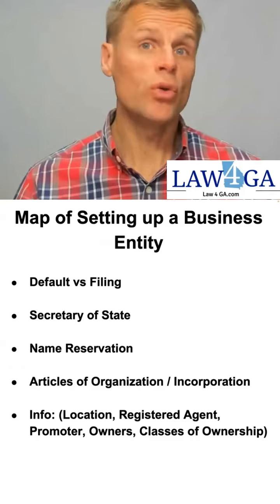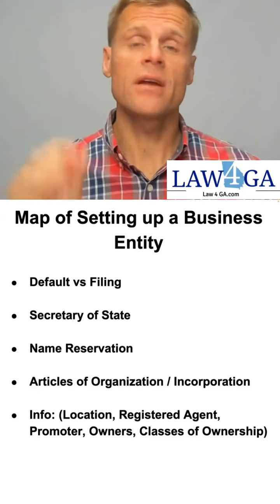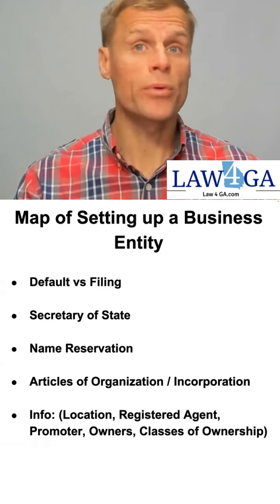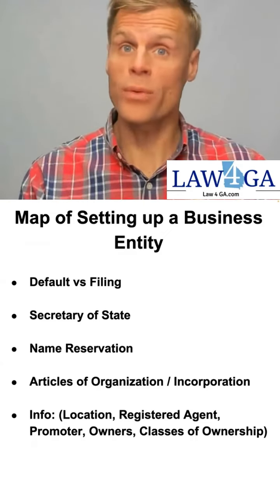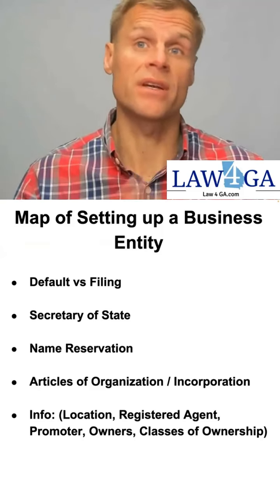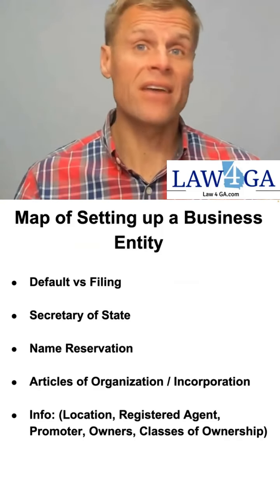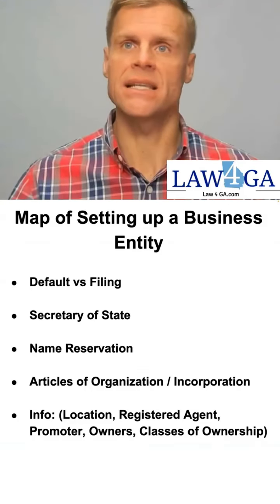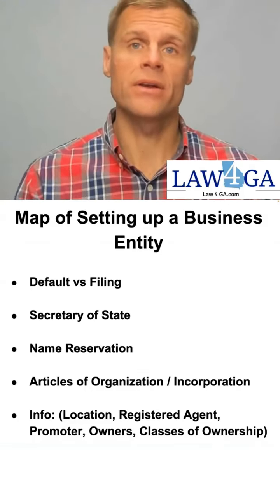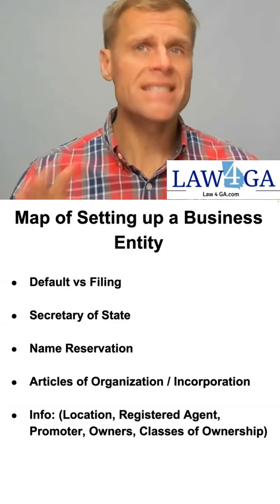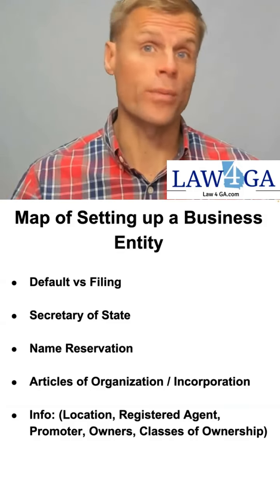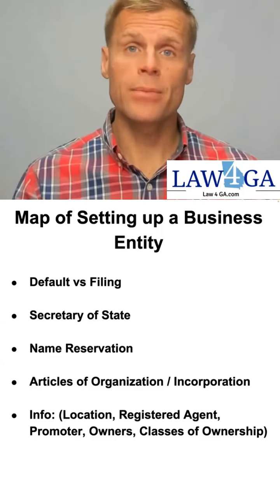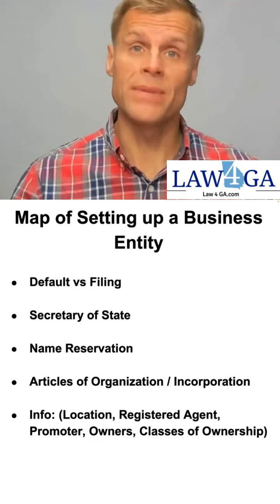And you will receive your certificate of incorporation or your certificate of organization. A corporation receives a certificate of incorporation while an LLC receives a certificate of organization. And this is evidence that your business is now official and in existence legally. Another word you might hear is your corporate charter, which is used synonymously with certificate of incorporation for a corporation. And so in general, that is the map or process for setting up a business entity.